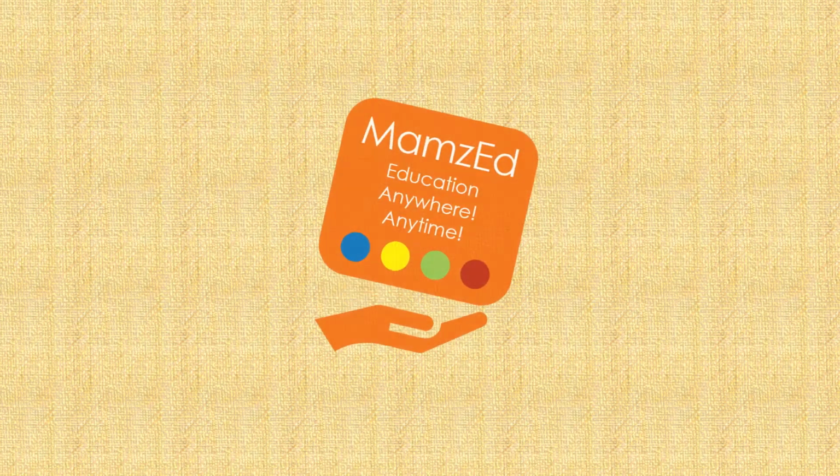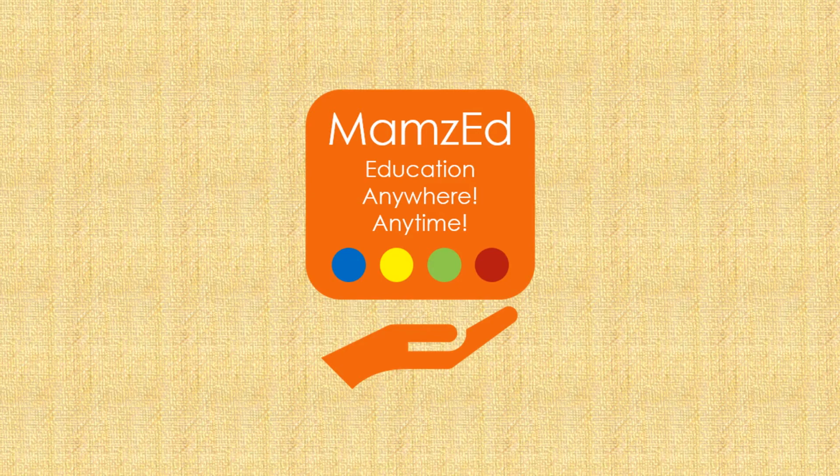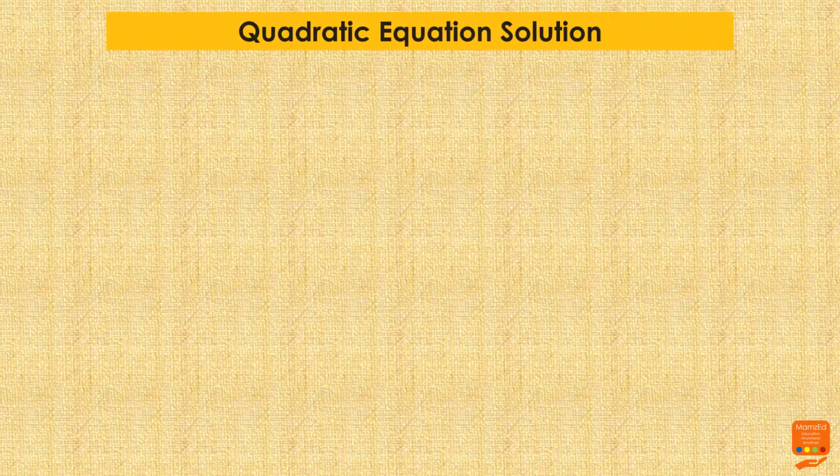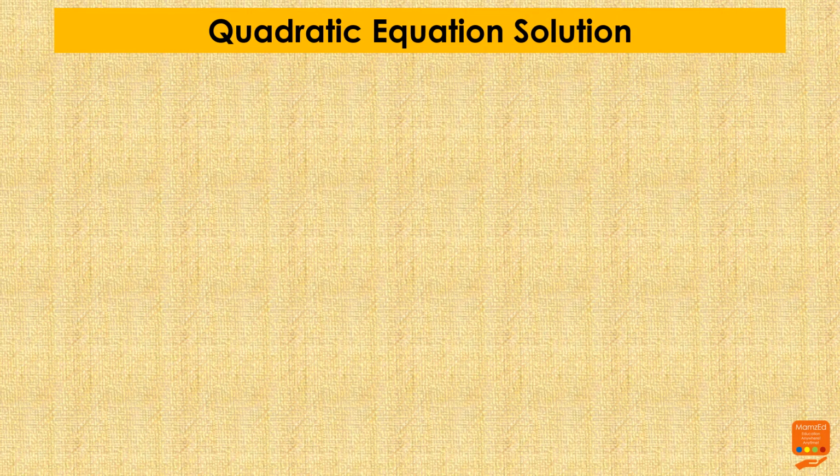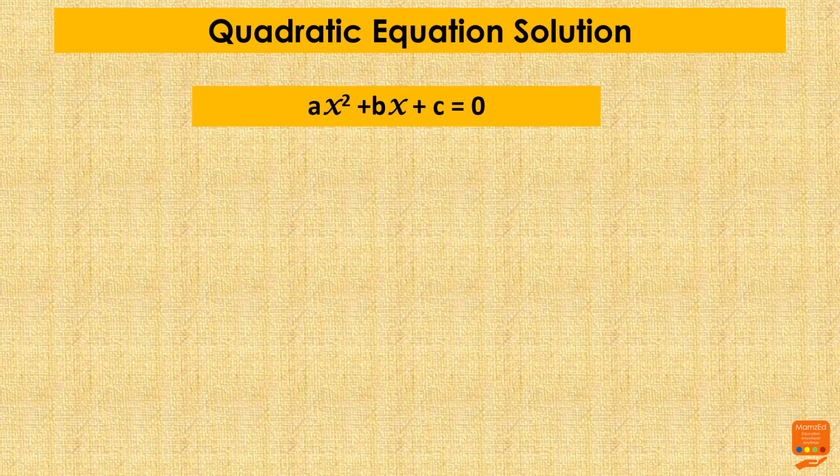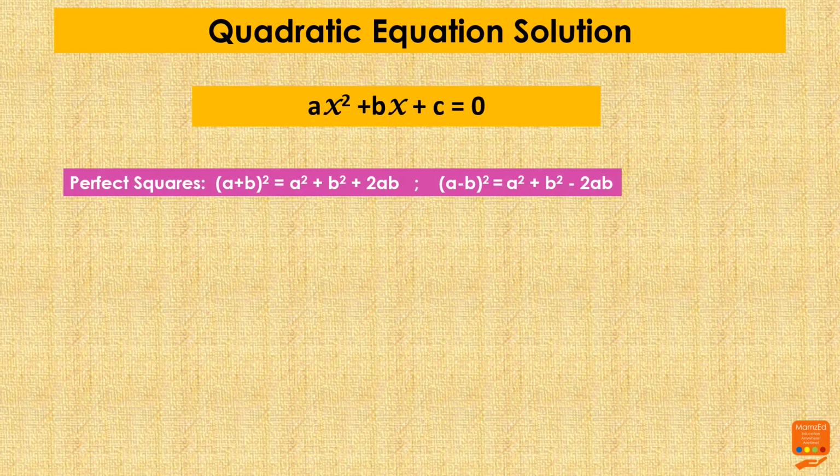Hello everyone, today we are going to be talking about the quadratic equation and how to derive the quadratic formula to solve the quadratic equation. So let's make a start. The standard form of the quadratic equation is ax squared plus bx plus c is equal to 0. And we will derive the quadratic formula to find the solution of this quadratic equation using perfect squares.